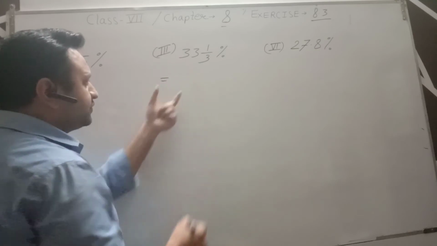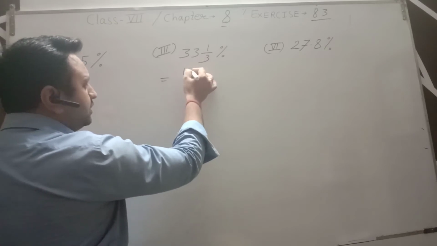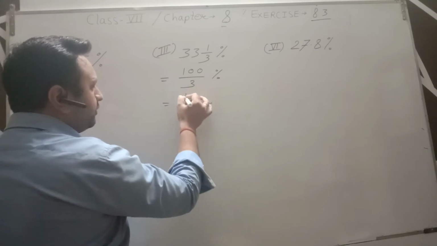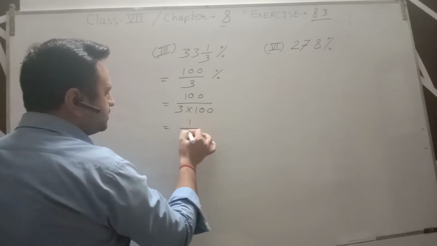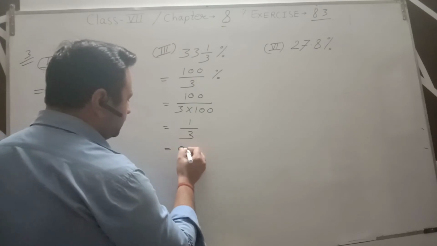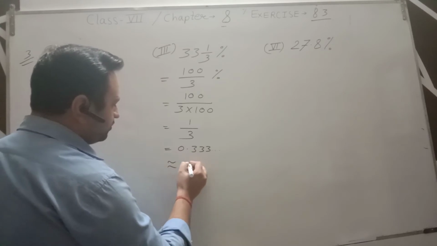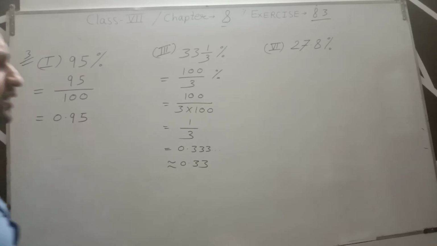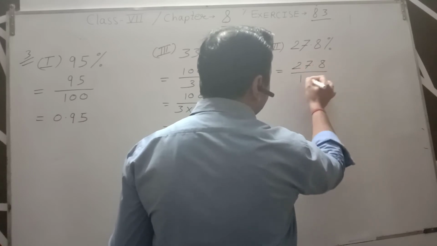Third part, 33 and 1/3%. Firstly, we convert the mixed fraction into an improper fraction. 33 multiplied by 3 is 99 plus 1. It means 100/3 percent. Now, to remove the sign of percentage, we note down 100 in the denominator. So it is 1/3. Now, we convert 1/3 into a decimal. The value is 0.333 and so on. So, as an approximation, we note down 0.33. Now, 27.8%. To remove the sign of percentage, we note down 100 in the denominator.